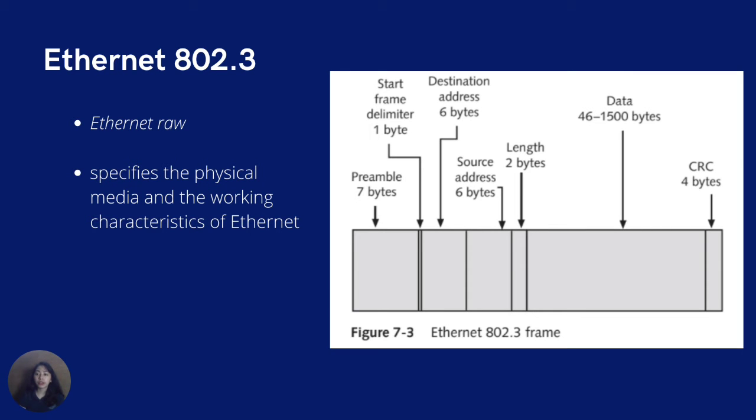Sometimes called Ethernet Raw, the Ethernet 802.3 frame type was developed before the completion of the IEEE 802.3 specification. The diagram on the side is a diagram of an Ethernet 802.3 frame. It begins with the preamble and a start frame delimiter, SFD, which indicates the beginning of the frame.